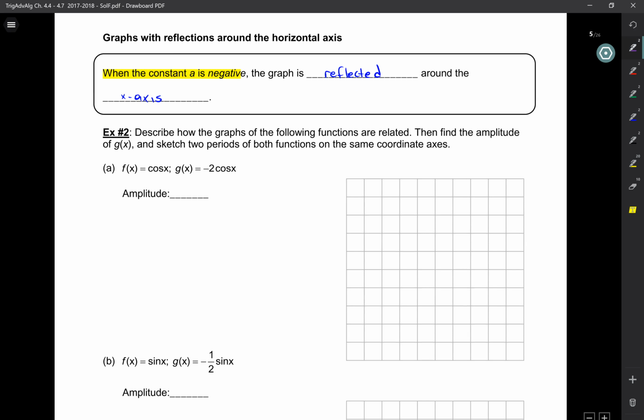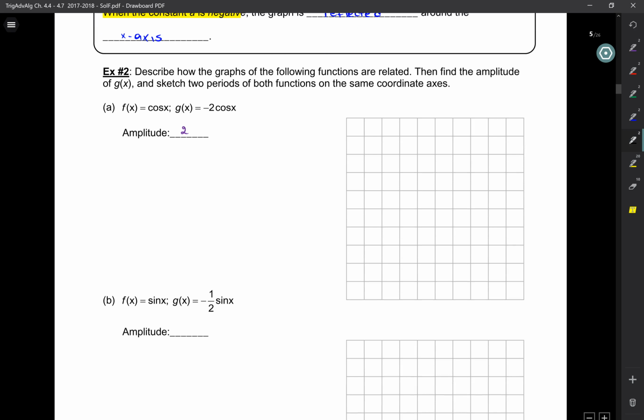What's the amplitude of g of x here? +2. So for amplitude, we always strip it of the sign, and it's just +2. Now, here's how it's going to look. So for this one, I'm only going to graph g of x. Okay, we're going to start at 0, go over 4. Pi over 2, 3 pi over 2.